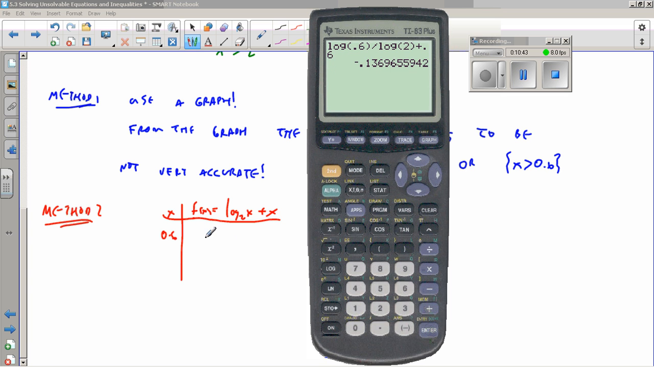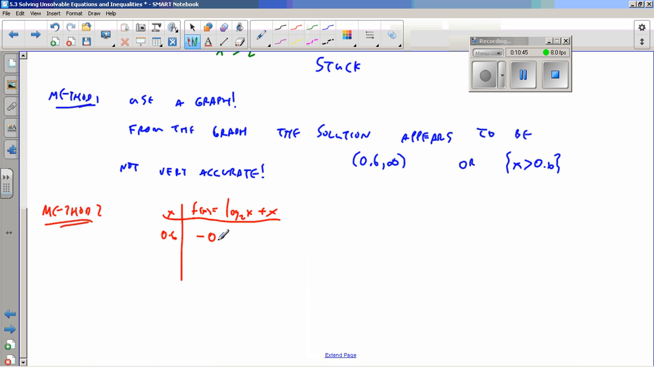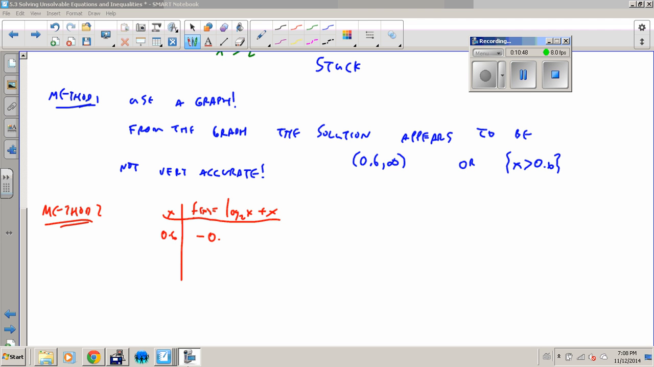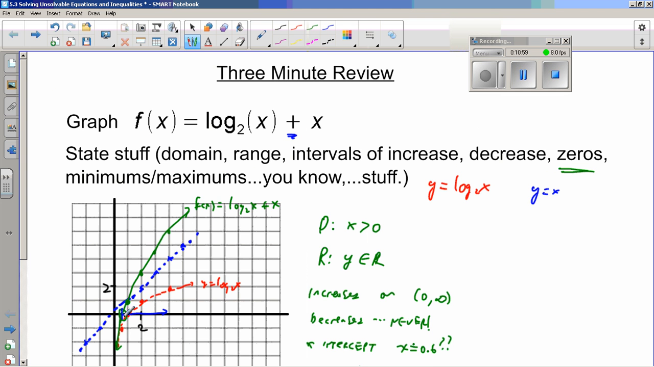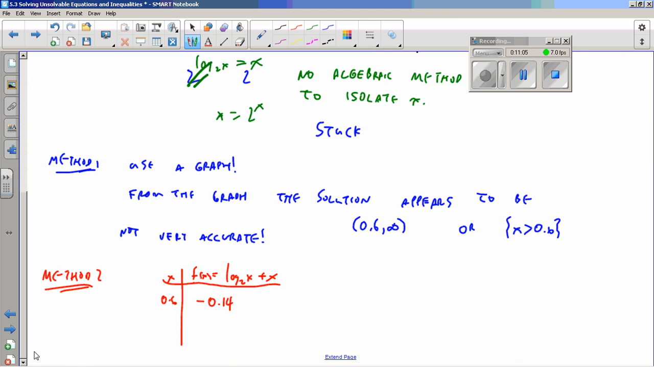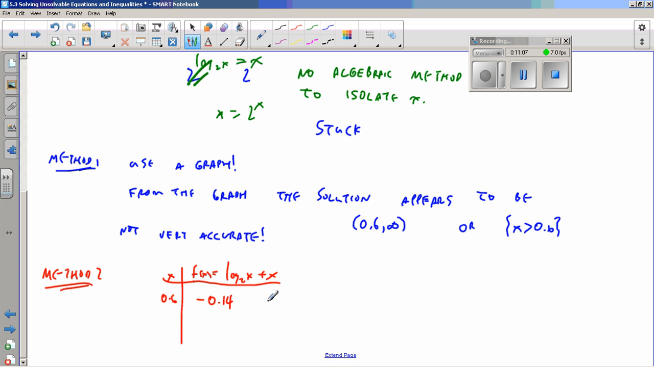So that's negative 0.14. So what does that mean? Well, when I put 0.6 in, I was still negative. So where should my next guess be? Well, my next guess should be a little bit to the right. Let's get bigger. This is too low. I'm looking for 0, right?